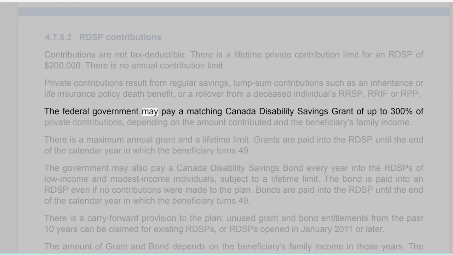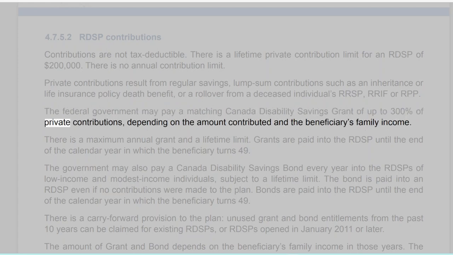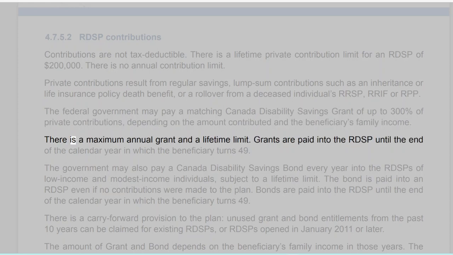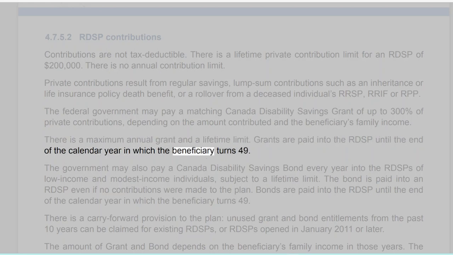The federal government may pay a matching Canada Disability Savings Grant of up to 300% of private contributions, depending on the amount contributed and the beneficiary's family income. There is a maximum annual grant and a lifetime limit. Grants are paid into the RDSP until the end of the calendar year in which the beneficiary turns 49.